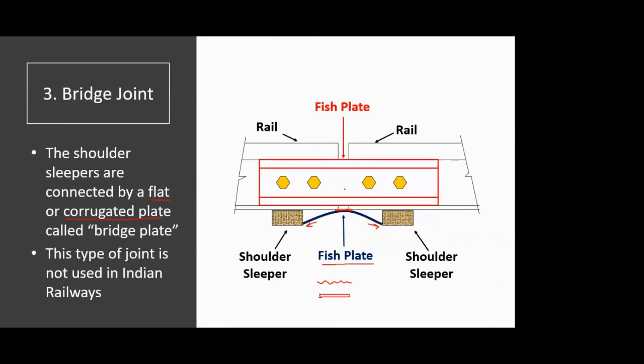If you see the load transmission, whatever the load is, it will be taken by this plate and transported to the sleeper at this location. But this kind of joint is not used in Indian Railways. You can find this type of bridge joint in other countries, but Indian Railways doesn't use this kind of joint.